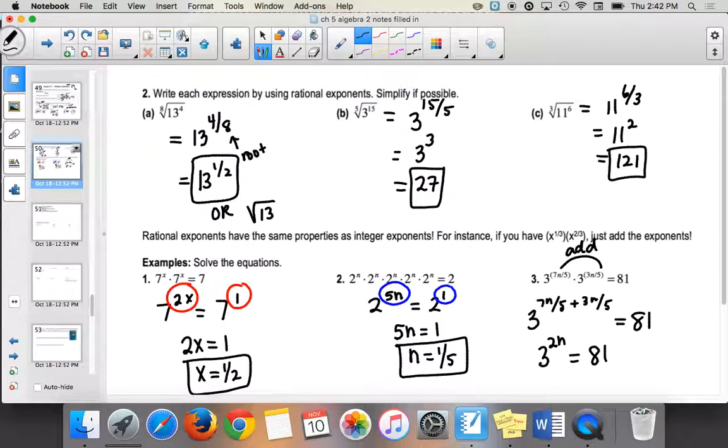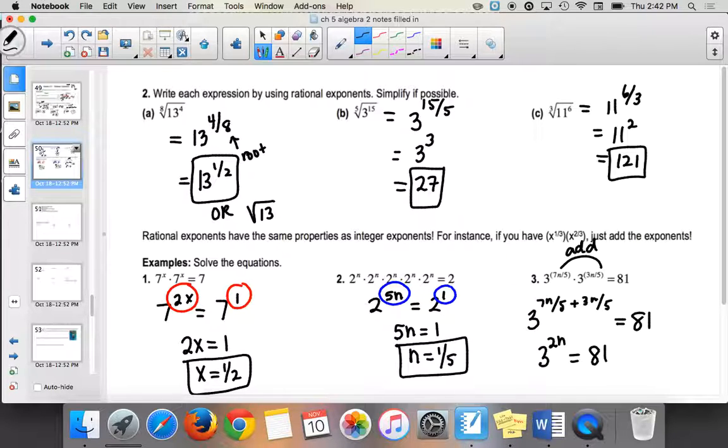Okay, and now these don't have the same base. So on these previous ones, I had like 7 to the 2x equals 7 to the 1. And I could say the powers were equal. And here I said 2 to the 5n equals 2 to the 1. So I could say the powers are equal. But we have something wrong here, right? Do we see it? We have 3 and 81.